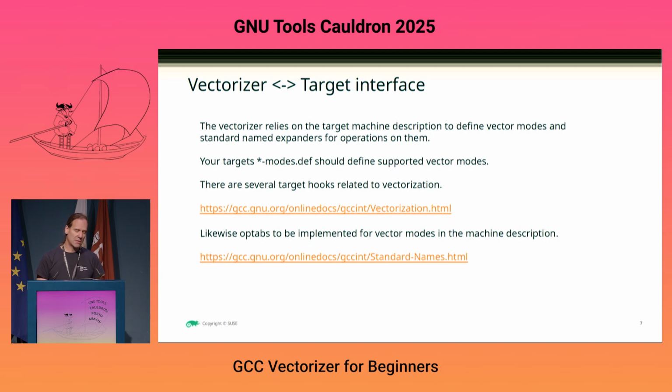Then the vectorizer, apart from the instruction patterns, relies on a set of target hooks to enable the vectorization itself. There are, of course, default implementations for most target hooks that do something. So you should get vectorization, but you can tune how the vectorizer behaves by overloading some of these target hooks.